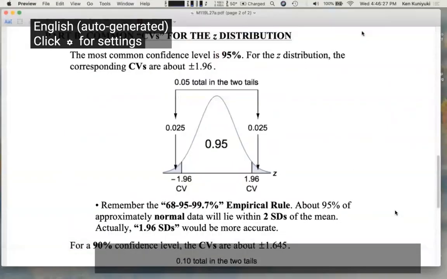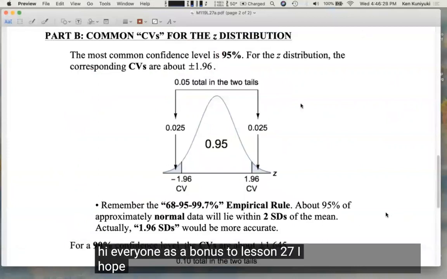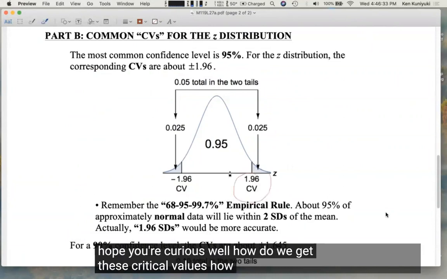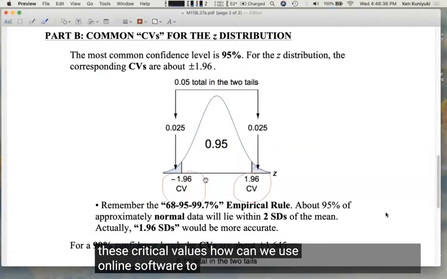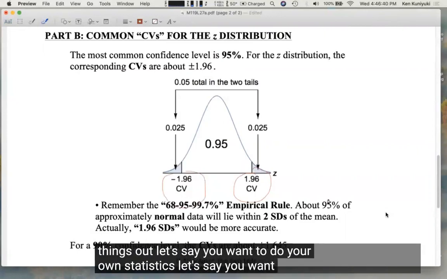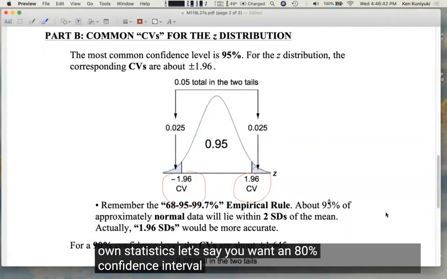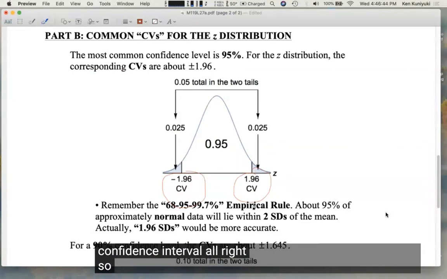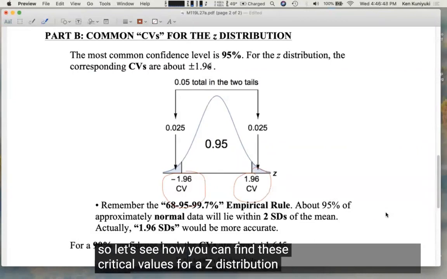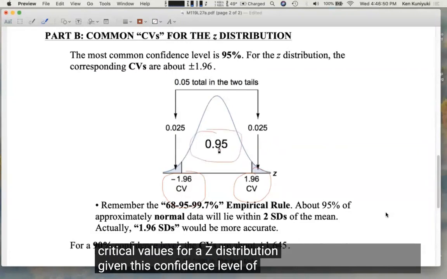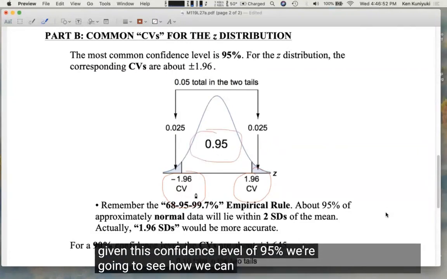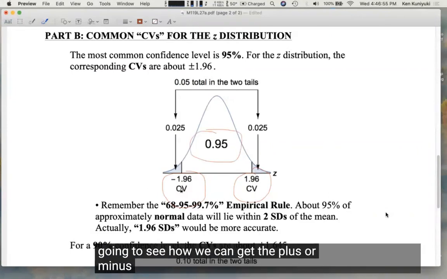Hi, everyone. As a bonus to lesson 27, I hope you're curious. Well, how do we get these critical values? How can we use online software to help figure these things out? Let's say you want to do your own statistics. Let's say you want an 80% confidence interval. All right, so let's see how you can find these critical values for a z-distribution given this confidence level of 95%. We're going to see how we can get the plus or minus 1.96.